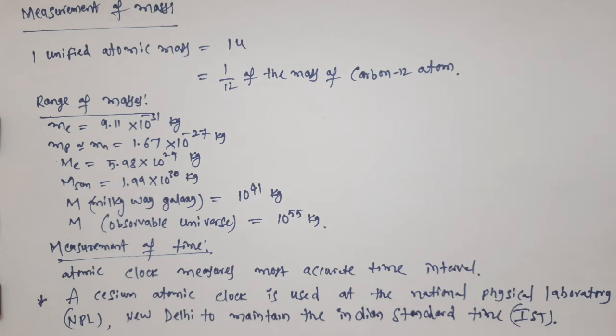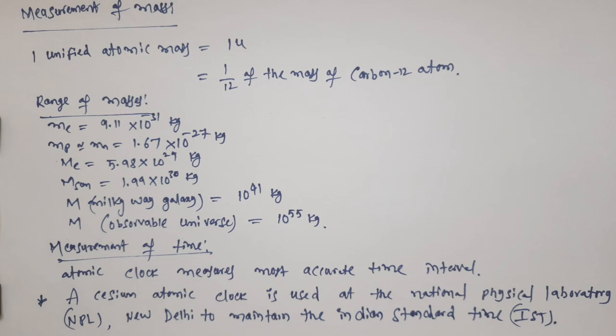Now measurement of mass. What is the smallest unit of mass? Usually of course the SI unit of mass is kg, but when we go to the atomic level, we use the smallest unit, which is called the unified atomic mass, 1 u or 1 AMU. 1 unified atomic mass is 1/12 of the mass of a carbon-12 atom. So if we divide the carbon-12 atom into 12 equal parts, each part is equal to 1 AMU, that is 1 unified atomic mass. When we see the range of masses, the particle which has the smallest mass is the electron. The mass of the electron is 9.11 × 10^-31 kg. The power is 10^-31. It is very, very small.